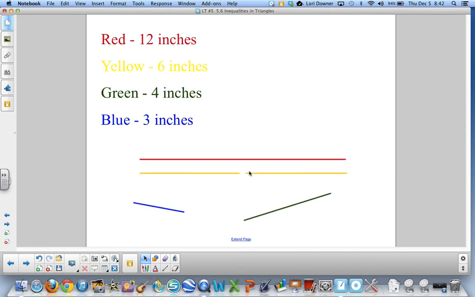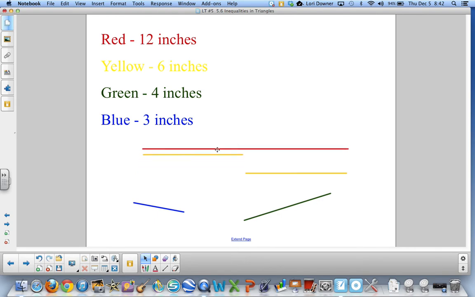Okay. So you probably noticed with the different colors, the red I actually made 12 inches long. The 2 yellows are both 6 inches, the green was 4, and the blue was 3. So I don't know if you noticed, were we able to make a triangle with any of the pieces, including the red? And the answer to that is no.